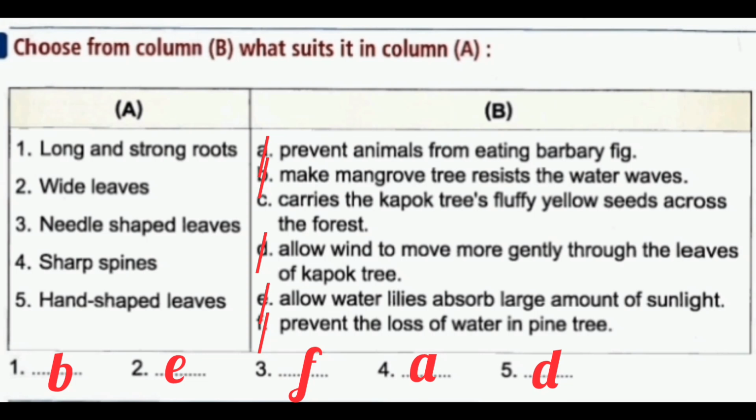Number 4. Sharp spines prevent animals from eating Barbary fig. Carries the cabbage tree's fluffy yellow seeds across the forest. Allow wind to move more gently through the leaves. Sharp spines prevent animals from eating Barbary fig. So we will choose letter A with number 4.